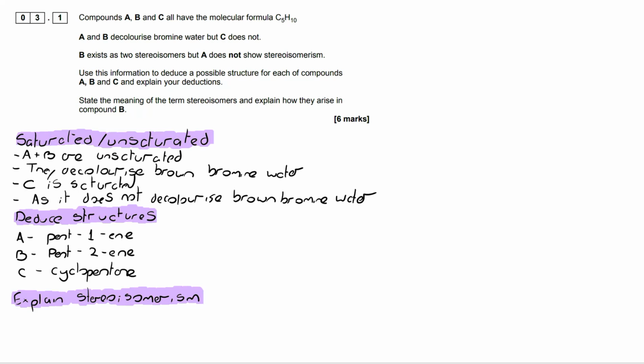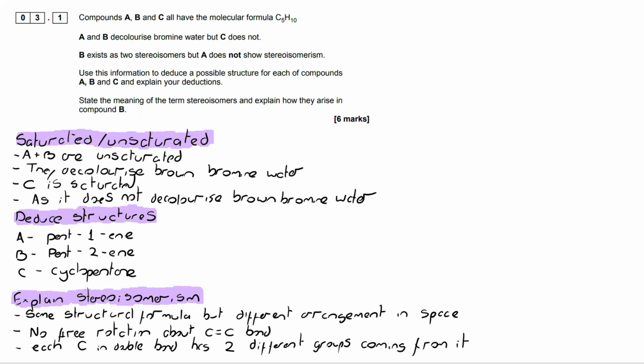And for B, B does show stereoisomerism. And that means that each of the carbons in the double bond has 2 different groups coming from it. Now, pent-2-ene does fit that criteria. So I've written the names out here. You would be going on to draw out the structures of these rather than just name them. Finally, explaining stereoisomerism.